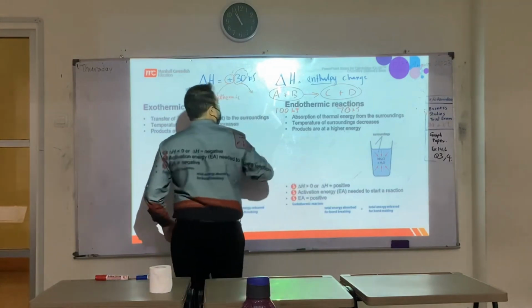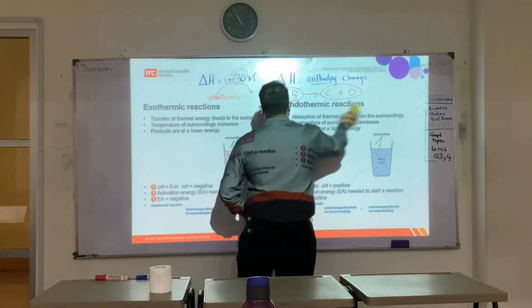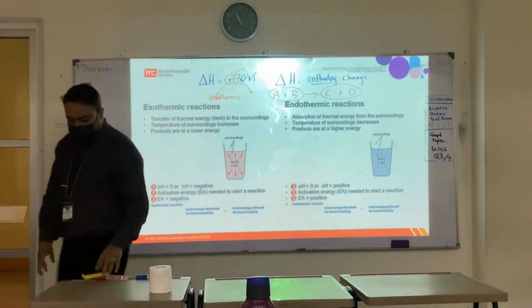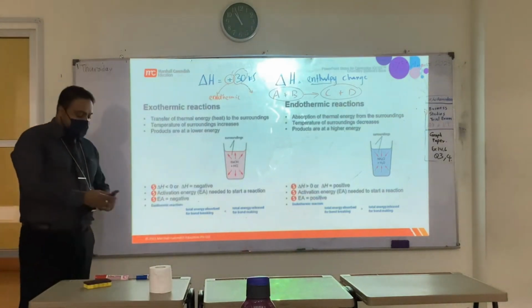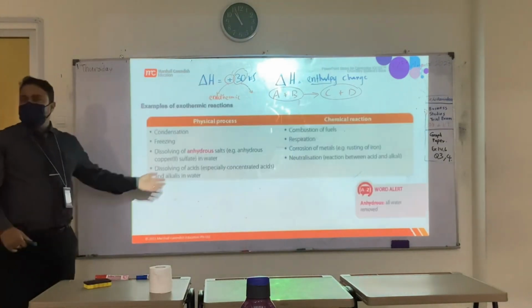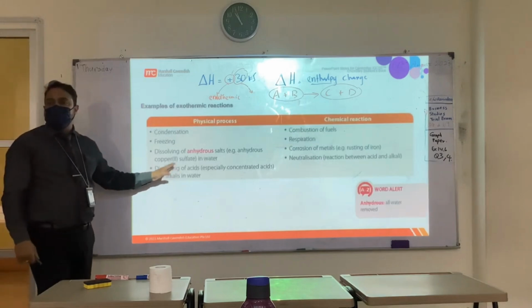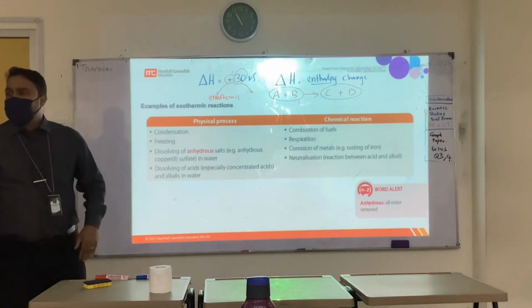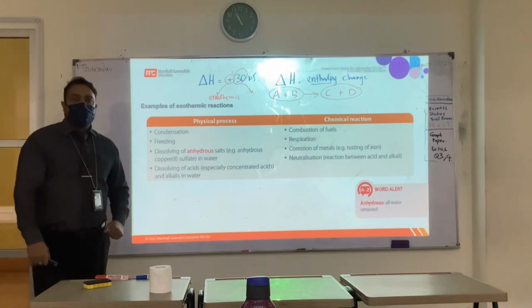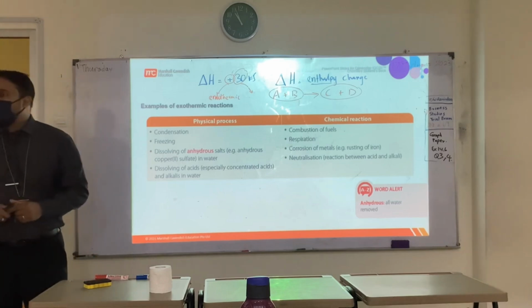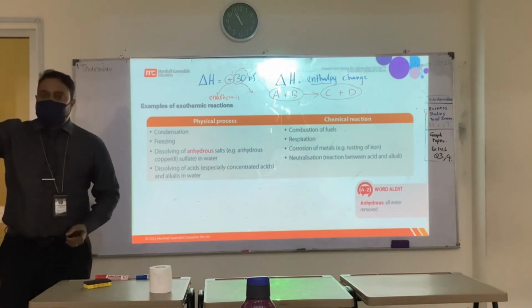So now let's move into the next part. The next part is simple. It's just some examples. It's good to know examples. How does this help? This helps in your multiple choice questions, which tend to come out. It's quite common. They come out, you need to answer, you need to pick which one is exo, which one is endo.